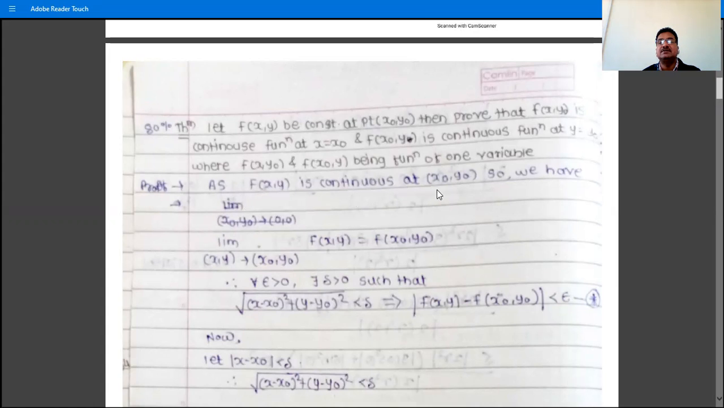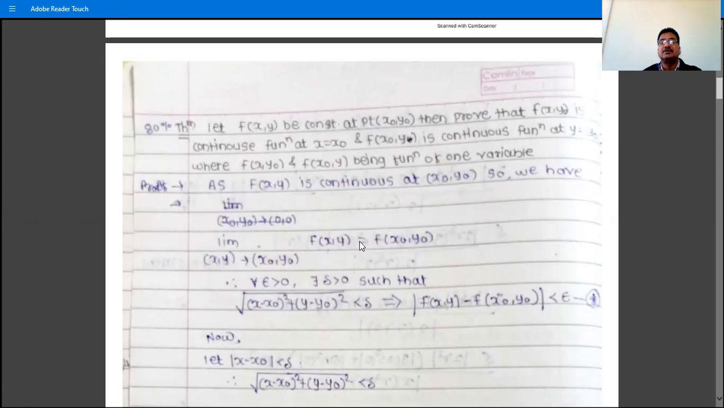As f(x, y) is continuous at (x naught, y naught), by using the definition we have this limit. The function is continuous at (x naught, y naught) means the limit at (x naught, y naught) of f(x, y) is equal to f of (x naught, y naught). This limit exists and is equal to f(x naught, y naught) because of the continuous function.